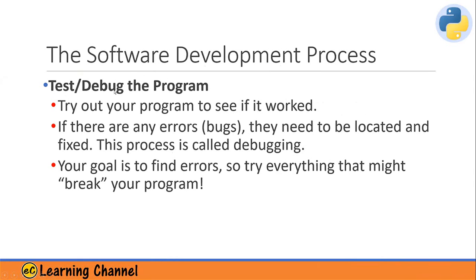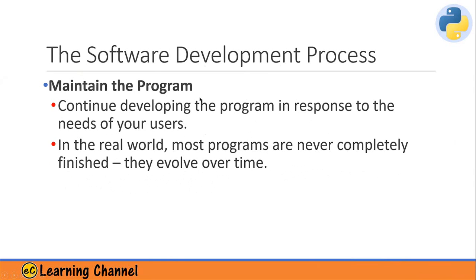Then after that, you test and debug the program, try out your program to see whether it works or not. If there are errors, then we need to fix them. Or maybe the design is wrong, and we go back to the design stage to change the design. Your goal is to find the errors and keep trying to break the program. After that, we release for alpha testing, asking the inside people to test it, and then outside people for the beta version, and then we release the product.